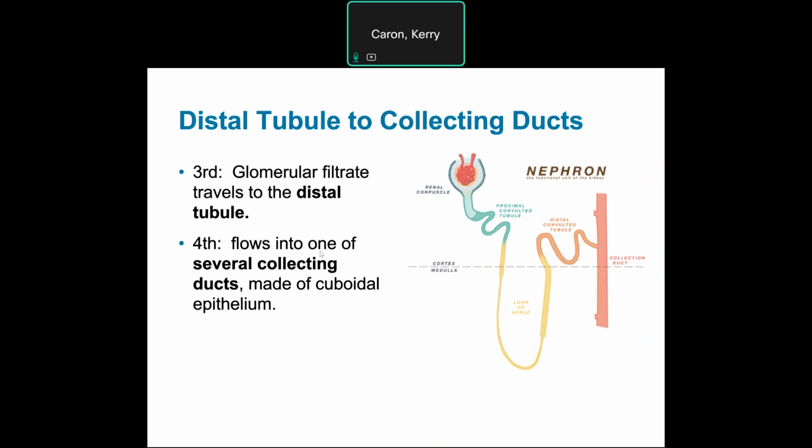From there, the glomerular filtrate travels into the distal tubule. Distal meaning farther away, so that's further away from the glomerulus. Then fourth, we have several collecting ducts. From the distal tubule, we have collecting ducts, and those are made from cuboidal epithelium.